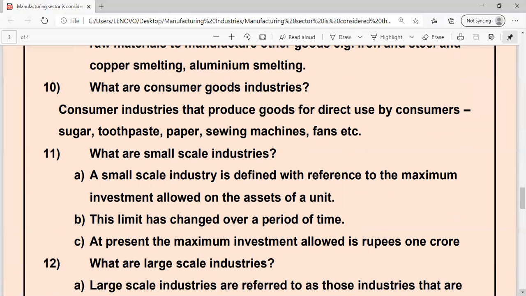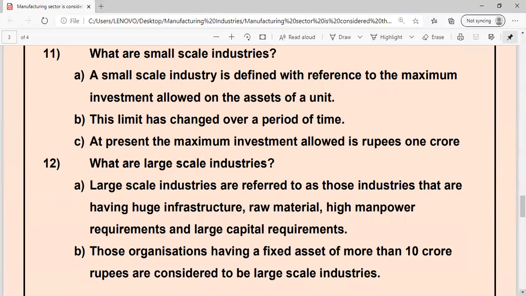That means how much investment you are making, how much money you are putting in. And it changes over a period of time depending upon the value of currency. As of now, if an industry is investing 1 crore of rupees, that industry is considered a small scale industry. Now, what are larger scale industries?